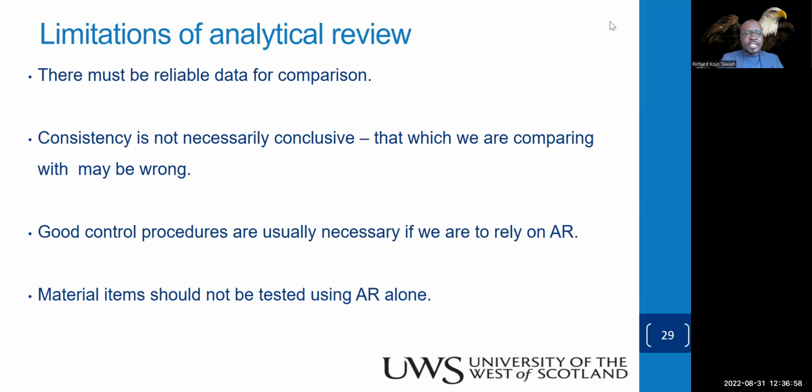There are limitations to analytical reviews. There must be reliable data for comparison, otherwise you are just wasting your time. Consistency is not usually conclusive. The fact that the changes are okay is not conclusive. There could be something hidden somewhere. Good control procedures are usually necessary if we want to rely on analytical reviews. So if the internal control systems are not good enough, but the analytical reviews are quite beautiful and consistent, question yourself and question what is happening.